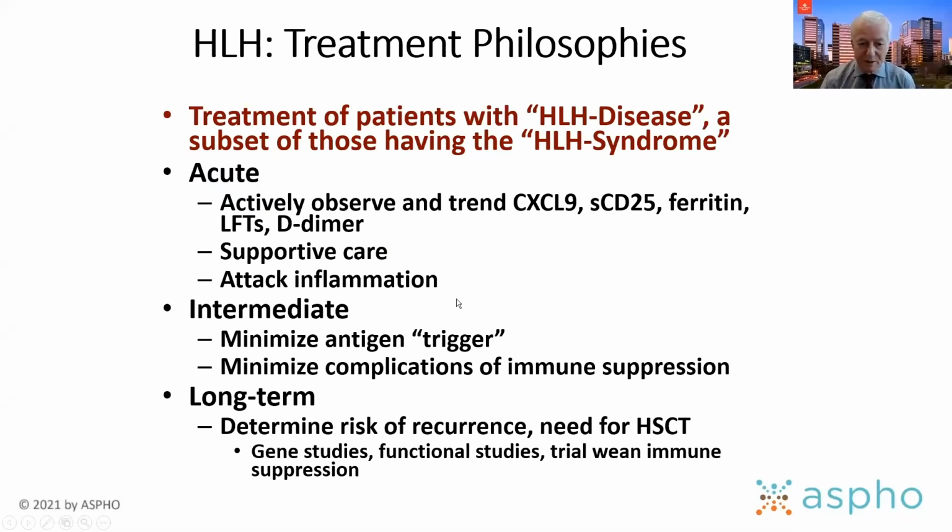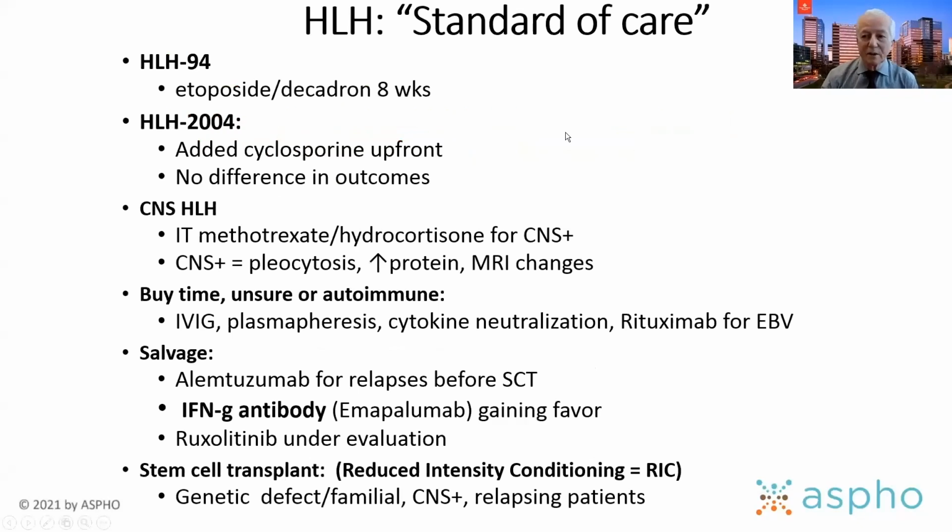And if you can minimize the trigger, as some patients with herpes infections can be adequately treated and eliminate the trigger. But ultimately, you have to decide when to intervene with some of the therapies that I'm going to mention next. So the classic therapy, the standard of care, has been etoposide and decadron. And if the patients respond well, 8 weeks of therapy may be enough. Although cyclosporin was added in the 2004 trial, there was no difference in outcomes, and we prefer not to add it now because of renal and CNS toxicity.